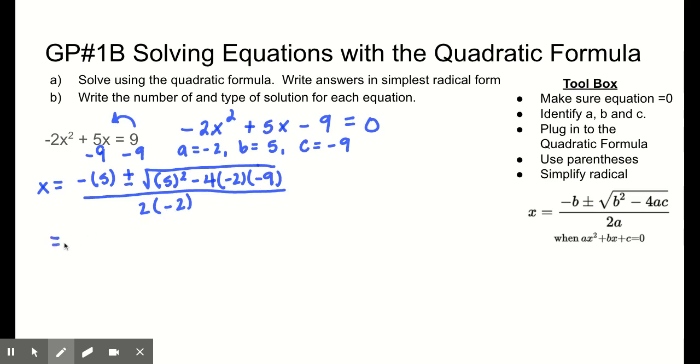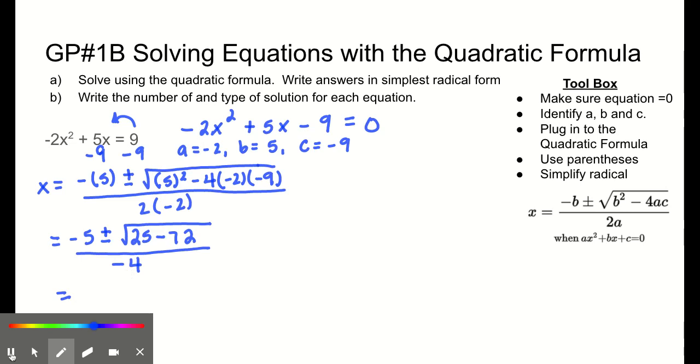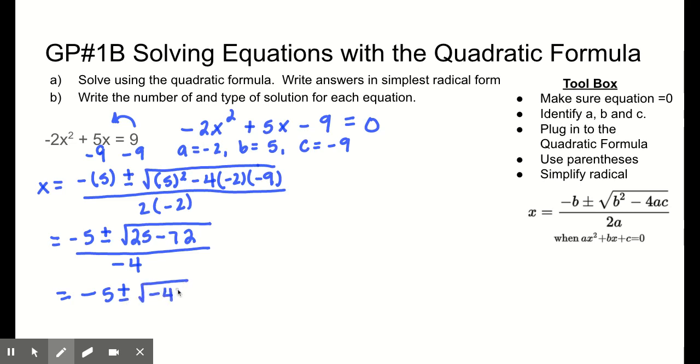From here, we want to simplify. So it's going to be negative 5 plus or minus the square root of 5 squared, which is 25. Negative 4 times negative 2 is a negative 8. I'm sorry, is a positive 8. Positive 8 times negative 9 is a negative 72. Divided by 2 times negative 2, which is negative 4. So when we simplify inside of that radical, that's going to give us negative 5 plus or minus the square root of negative 47 divided by negative 4.